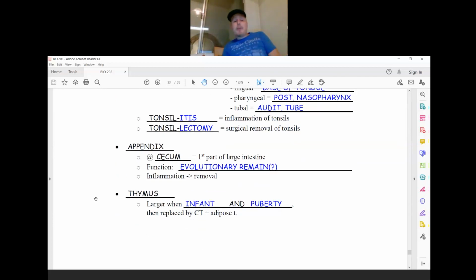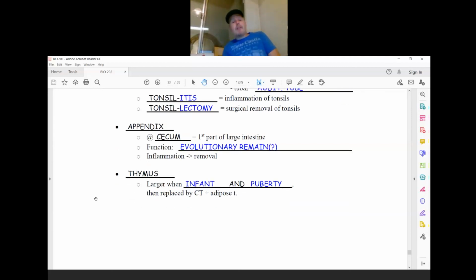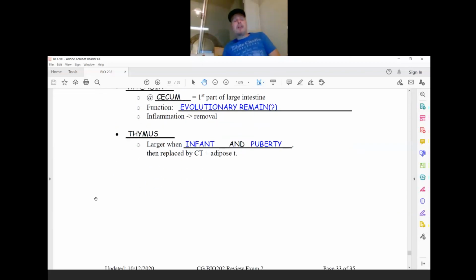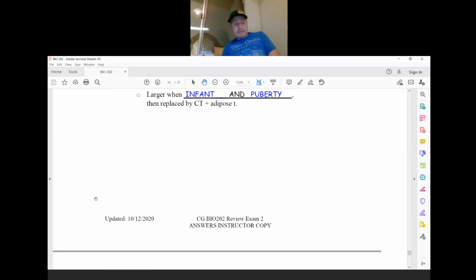Thymus was the last one that we mentioned about lymphatic organs, large in infants and during puberty, but then it disappears or gets smaller, replaced by connective tissue and adipose tissue, until on an old person it's hard to find thymus. Thymus is still functional, just less active, but it still functions.